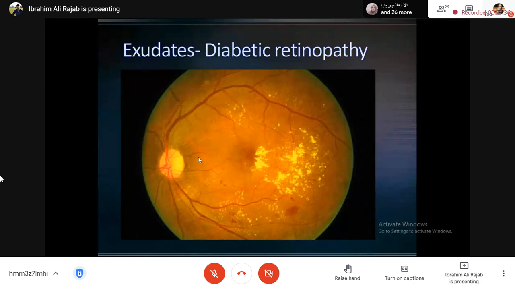Doctor, also, you see normal blood vessels, obviously, yes, and the macula is dark. Yes, the area of the macula is darker in color.